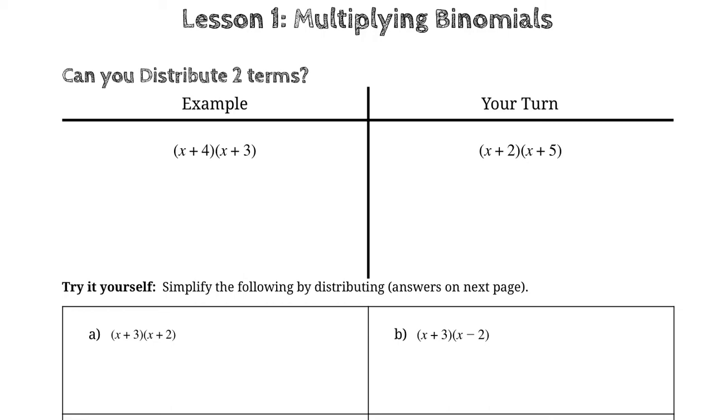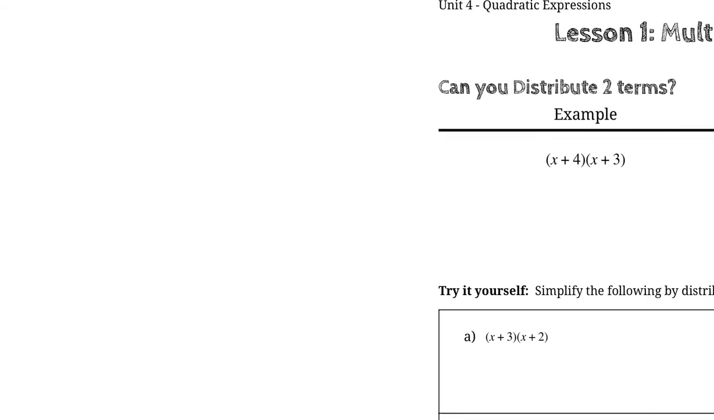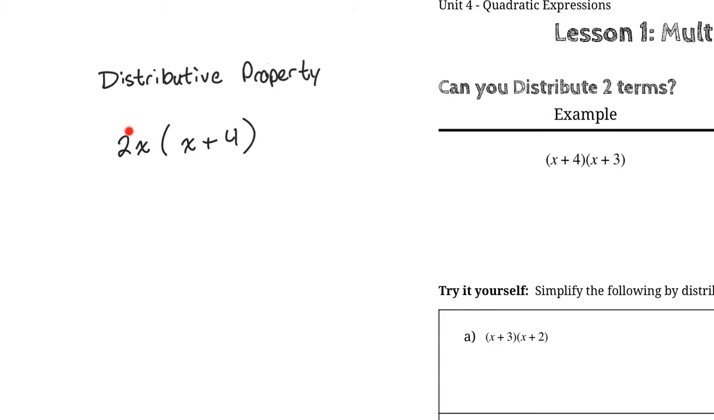In this lesson, we're going to learn how to multiply binomials. Now, you should be familiar with something called the distributive property. You may be familiar with the distributive property when multiplying something like 2x times x plus 4. So what we have here is one term that's being multiplied by two terms. One term is known as a monomial, and two terms are known as a binomial.